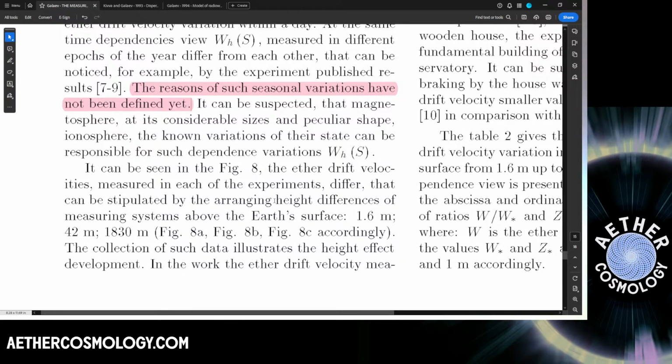It can be suspected that the magnetosphere, at its considerable sizes and peculiar shape, and the ionosphere, the known variations of their state, can be responsible for such dependence.